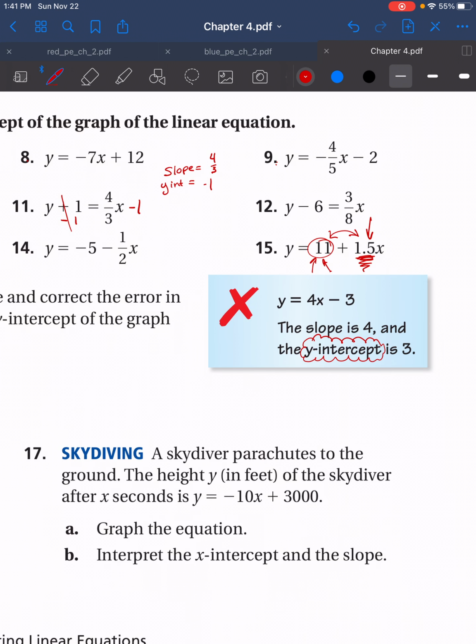17. A skydiver parachutes to the ground. The height, which is y, in feet of the skydiver, after x amount of seconds, is y equals negative 10x plus 3,000. Graph the equation and tell me, where is the x-intercept and the slope? Let's do that one together.